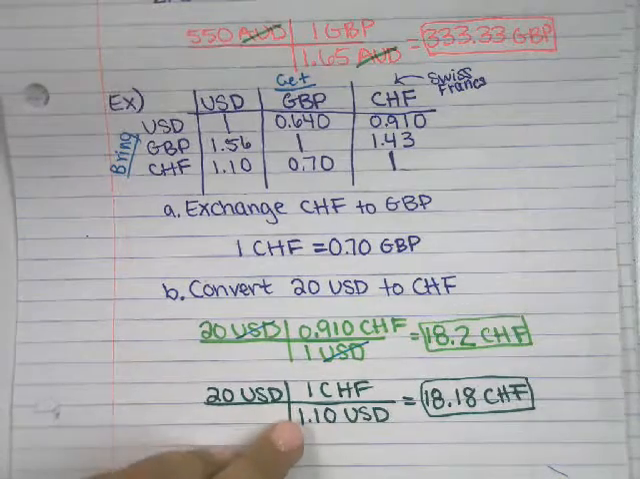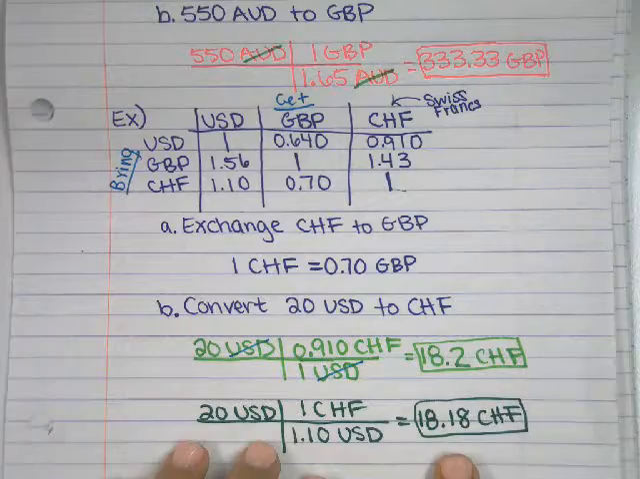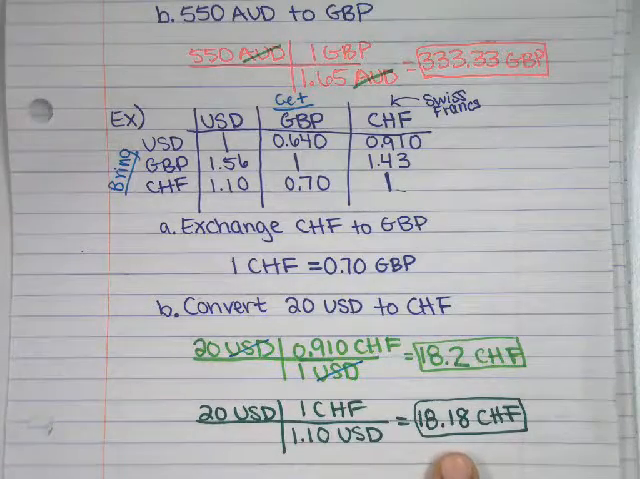Okay, and we get the same amount of money. So there's not just one direction you can read this table. You can pick and choose kind of how that goes.